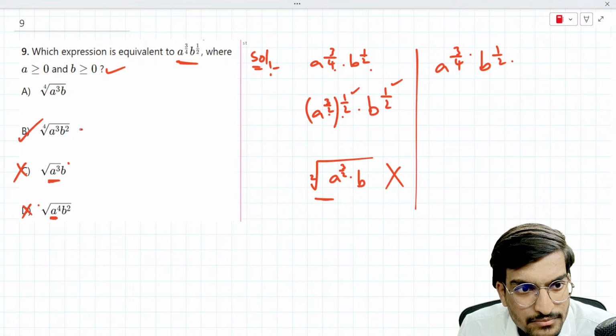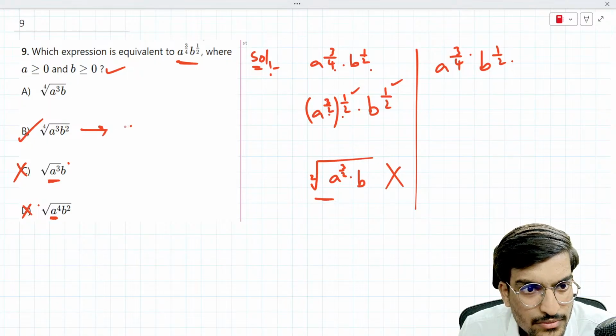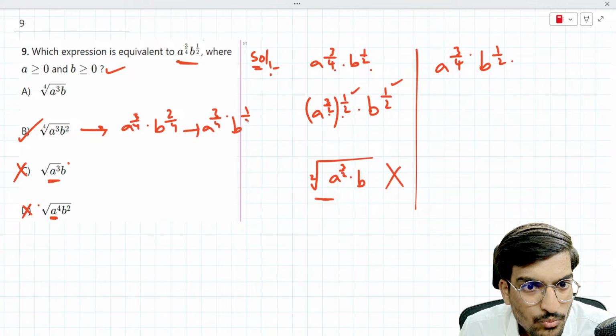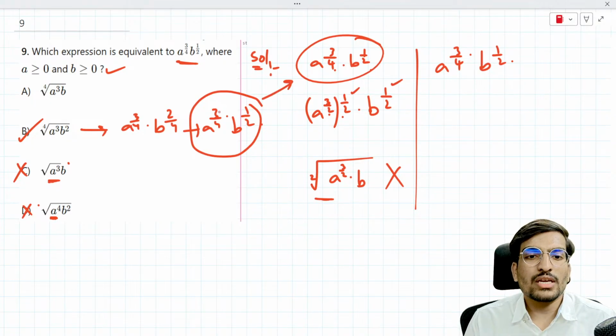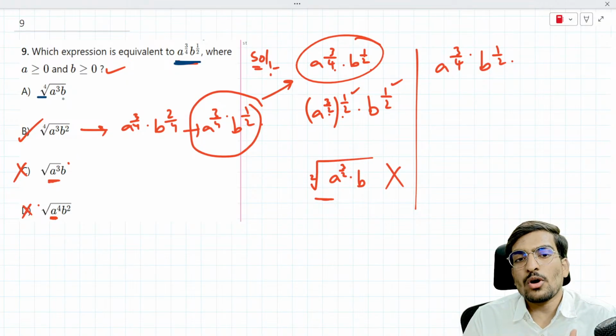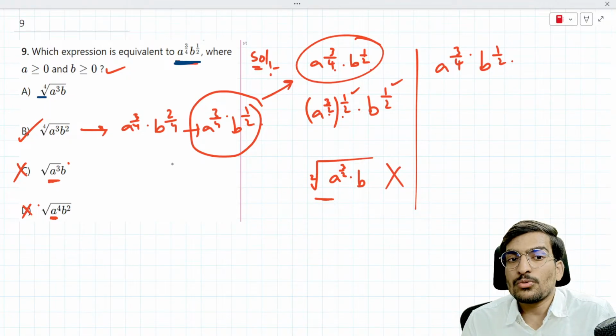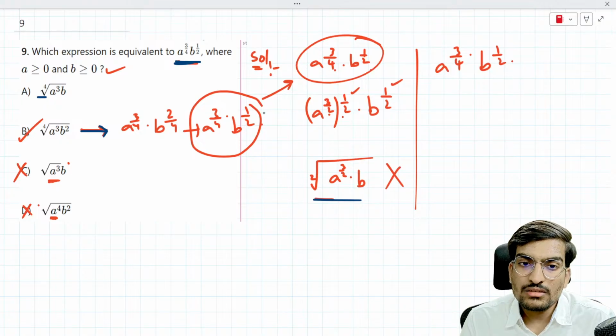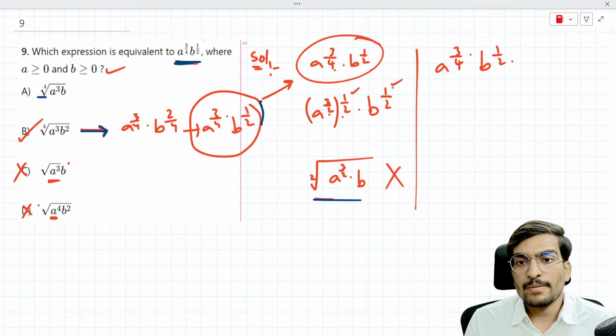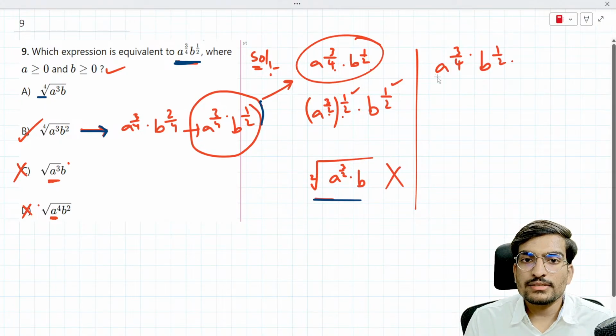This one, let's try to convert. It's going to be a power 3/4, b power 2/4, that equals a power 3/4, b power 1/2. So this a power 3/4, b power 1/2, it's matched. So we can do it this way. I am always trying to match the given question with the options. I'm checking the difference between the options and the question. This time it didn't work, and then I tried solving and matching with what I got. Finally, after solving each option, I got it. Yes, that is the thing.